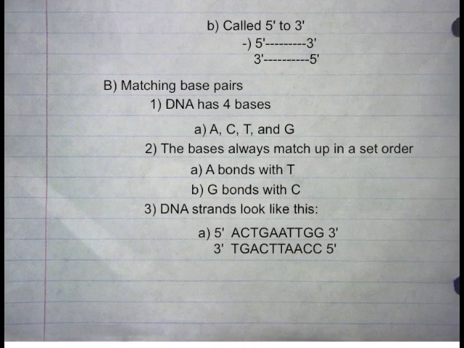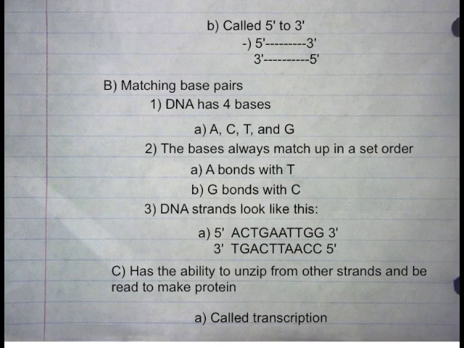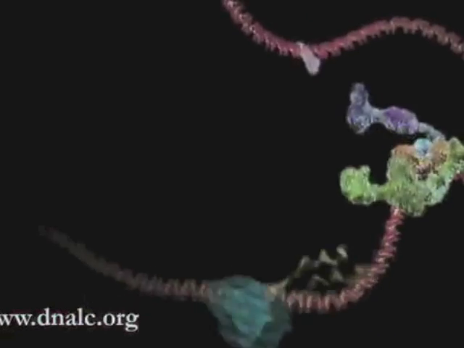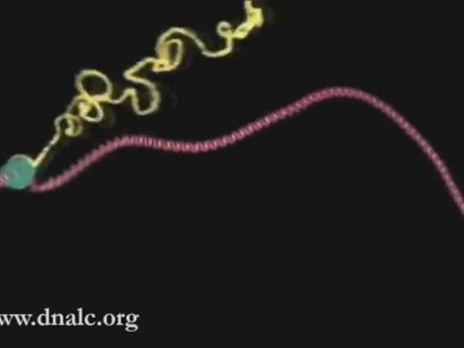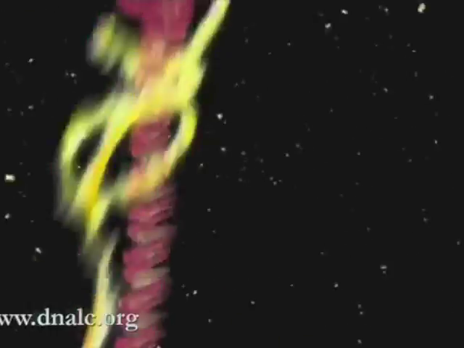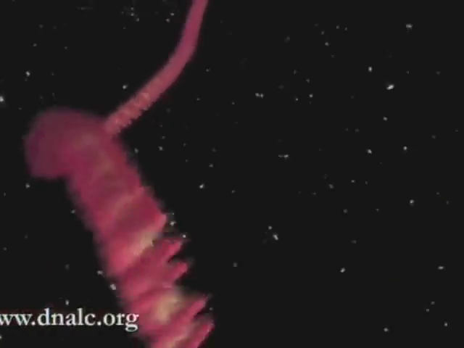DNA strands are written like this. Notice there's the 5' and 3' at the beginning, followed by the complementary base pairs on either side. DNA has the ability to unzip from other strands and be made into protein. This process is called transcription. Since DNA is so large and cannot move, transcription is the process where it will send out individualized messengers to the rest of the cell to indicate what to do for survival.